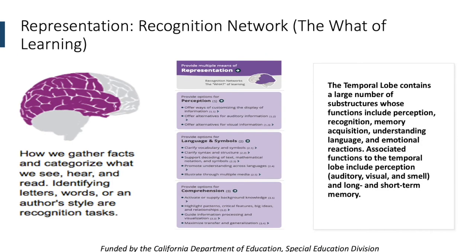The principle of representation is based on the recognition network of the brain. Think input or receptive language in the various ways in which students process information. The temporal lobe is the area of the brain that is activated when you hear, see, and smell stimuli. This is how we gather information, make sense of it, put it in categories, and store it into working, short-term and long-term memory. To activate this area of the brain, we need to provide multiple ways for students to receive information for the purpose of developing students that are resourceful and knowledgeable.